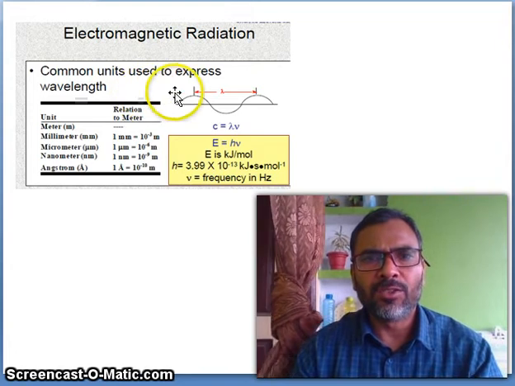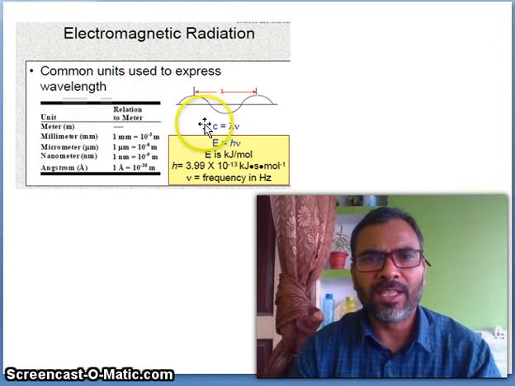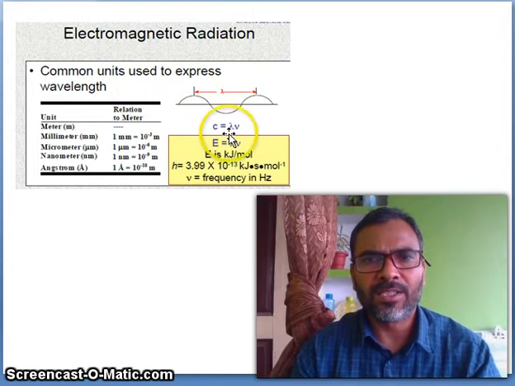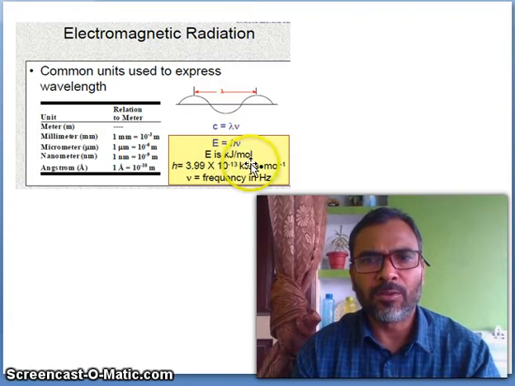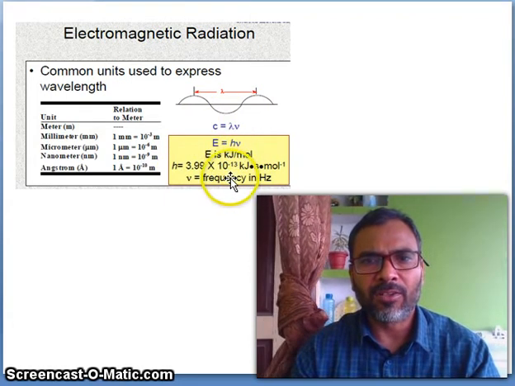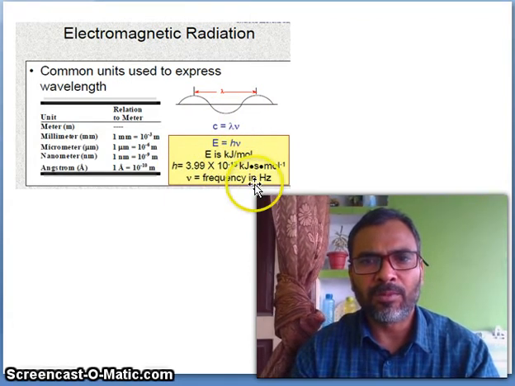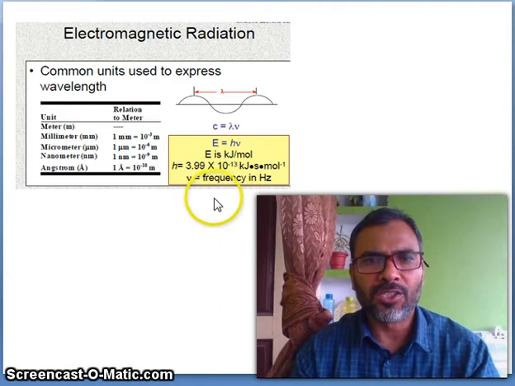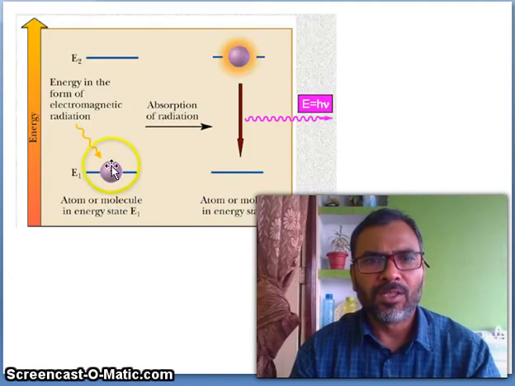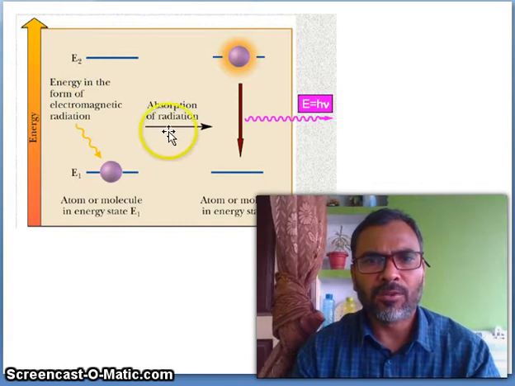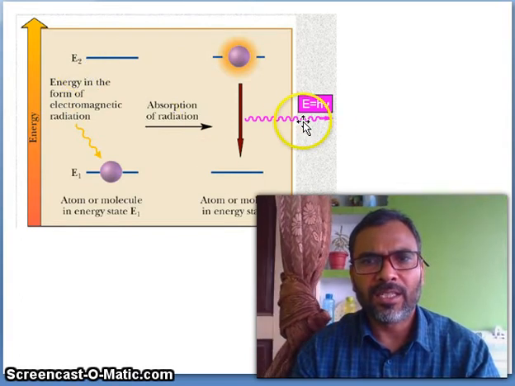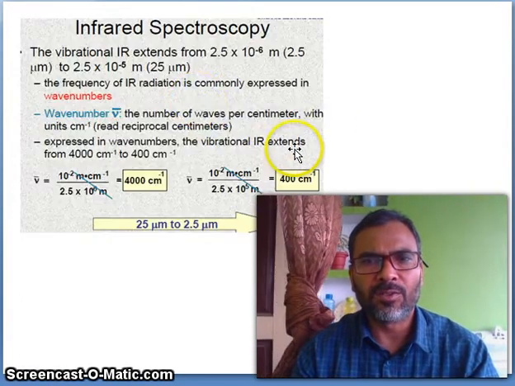Common unit used to express wavelength. This is the wavelength. c is equal to lambda nu. E is equal to h nu. E is in kilojoule per mole, h is Planck constant, kilojoule per second per mole, nu is frequency in hertz. So this is the energy level E1, E2, absorption of radiations, and then E is equal to h nu.